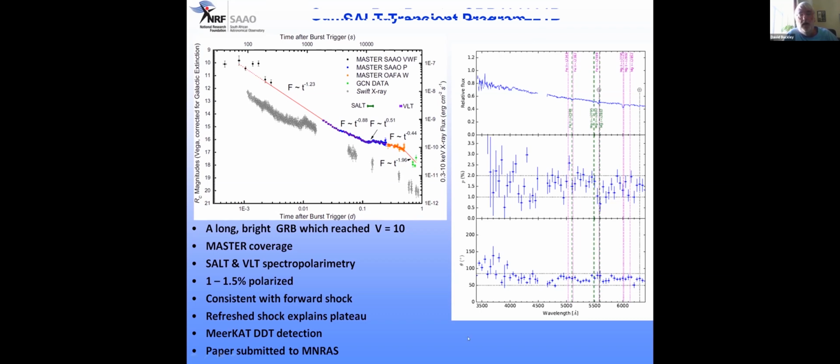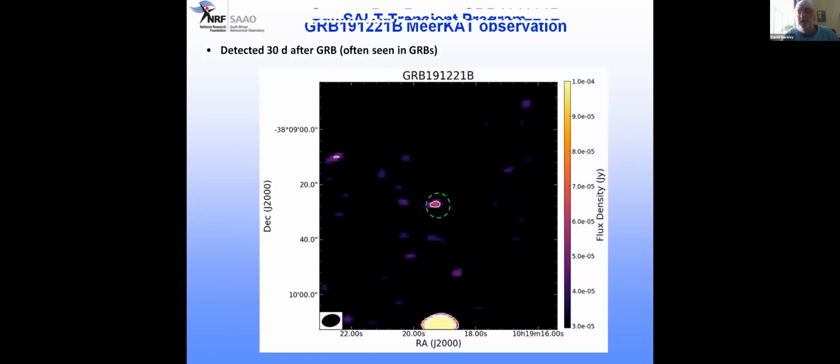So on the basis of the successful result, we applied to get radio observations with MeerKAT. I should say it was detected by the ATCA telescope in Australia at the time of the outburst, but we were motivated because often the radio brightness stays fairly bright for a month after the outburst. So we were successful in getting a DDT observation, and here is the picture of the MeerKAT image showing the detection of the GRB about a month after the outburst.